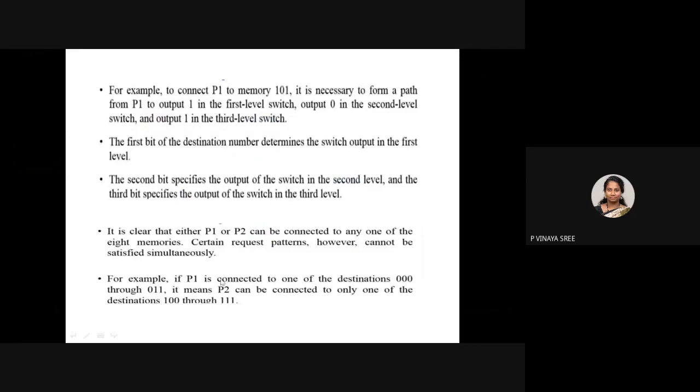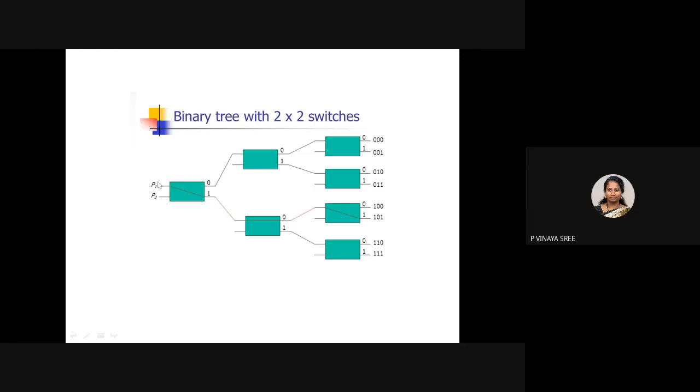See here, for example, if P1 is connected to one of the destinations from 000 through 011, it means P2 cannot be connected to any one of the destinations where the MSB is 0, but it can be connected to where the MSB position equals 1. It means P2 can be connected to only one of the destinations where MSB equals 1. Why? Because in this case P1 is already connected to 0. Let us suppose if it is connected to 0, then P2 cannot be connected to 0.